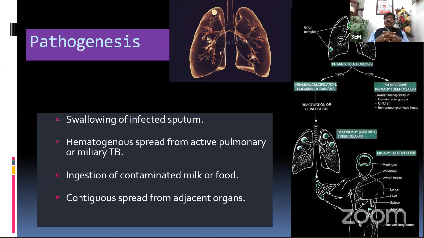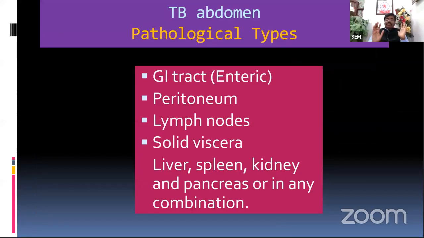And the third, of course, is from an adjacent organ. One of the common things is esophageal tuberculosis, because mediastinal lymph node caseation can erode into the esophagus. So these are all the things. Adjacent organs involving the GIT, hematogenous spread, or swallowed sputum are the more common causes. If you know that, well and good.